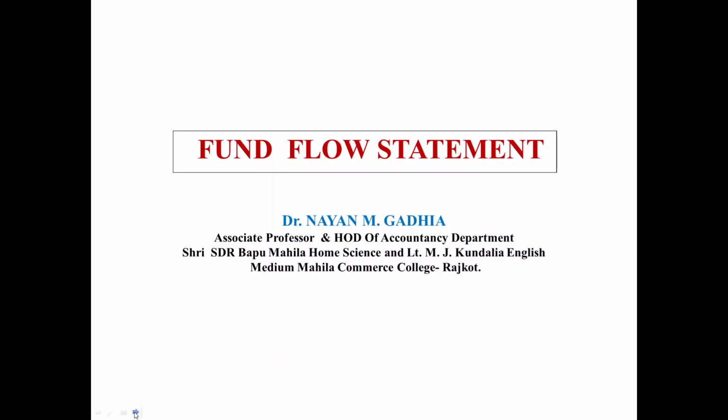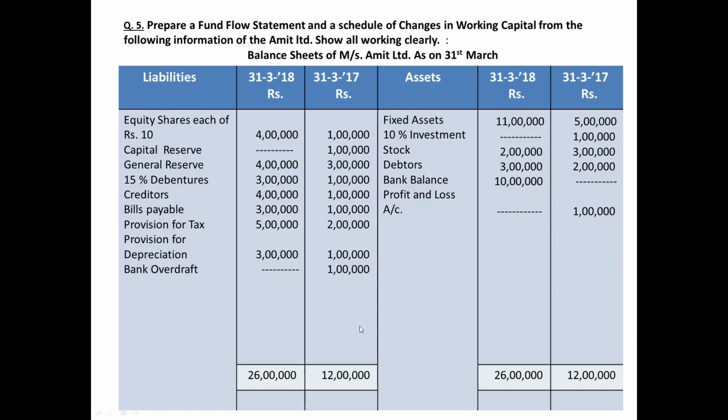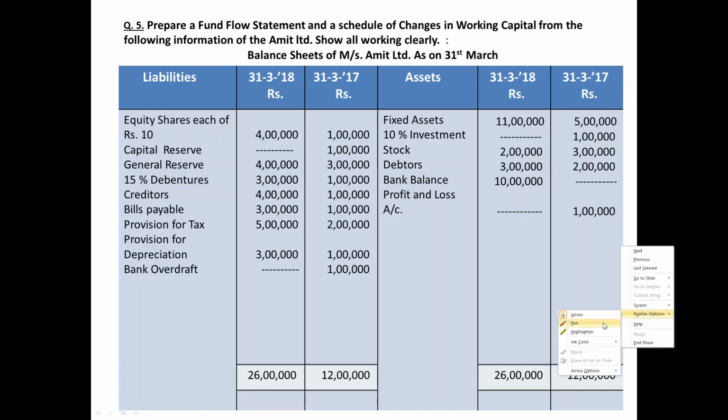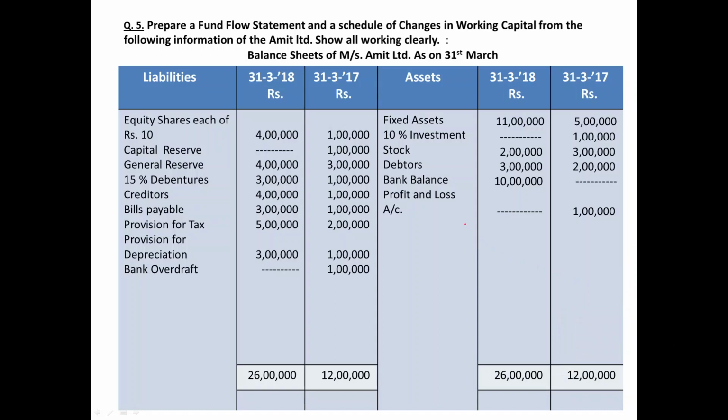Today in the seventh lecture, that is, seventh video lecture, let us take a small question having two new points given in this question. Let me draw your attention to the new points. See, this balance of profit and loss account is given on the asset side. It's a new point of this question.